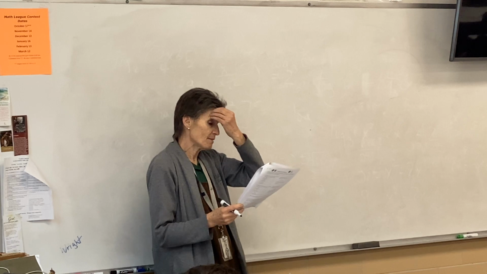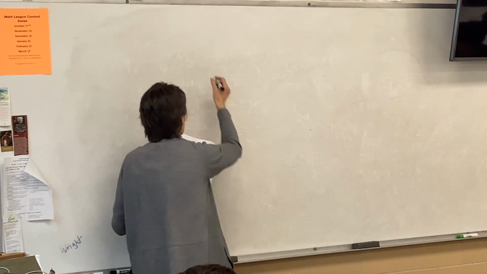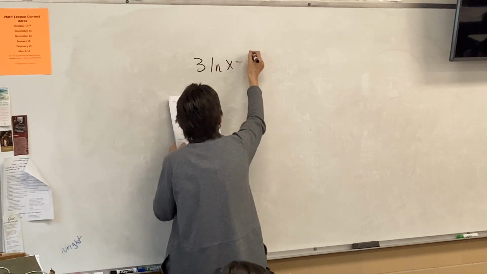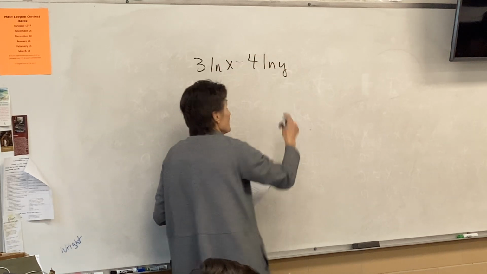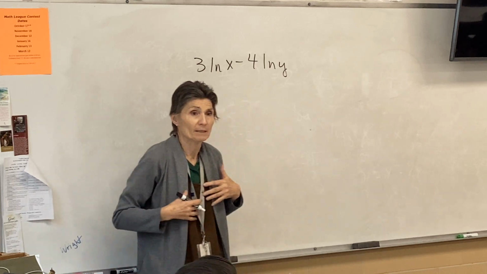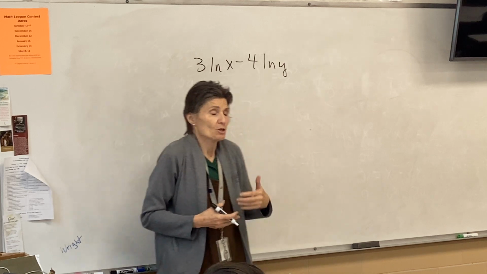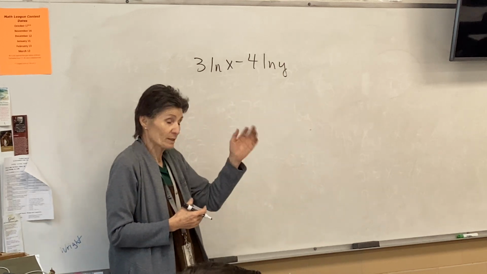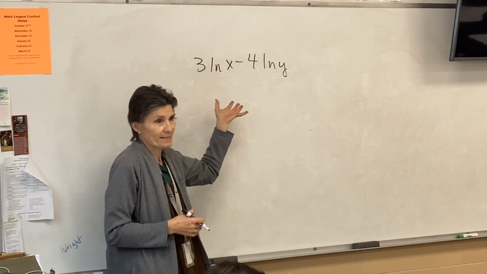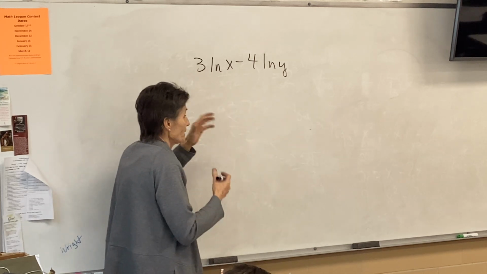But example 5 says, which of the following is the same as 3 ln x minus 4 ln y? Now, we aren't confused by that at all because ln is simply another version of logarithms. So whatever we talked about yesterday with log applies to ln. It's just a different base. So, what did we do yesterday?